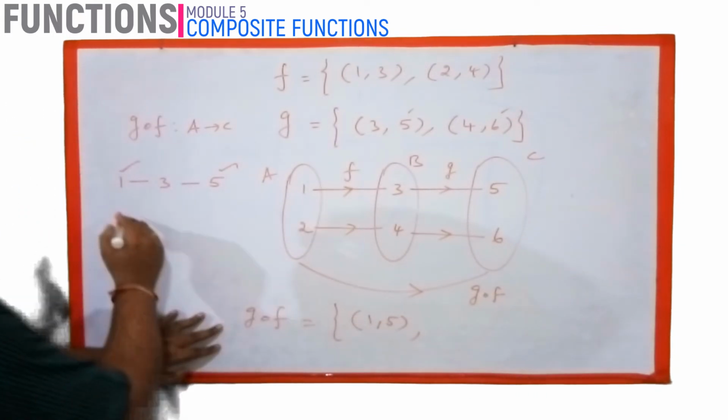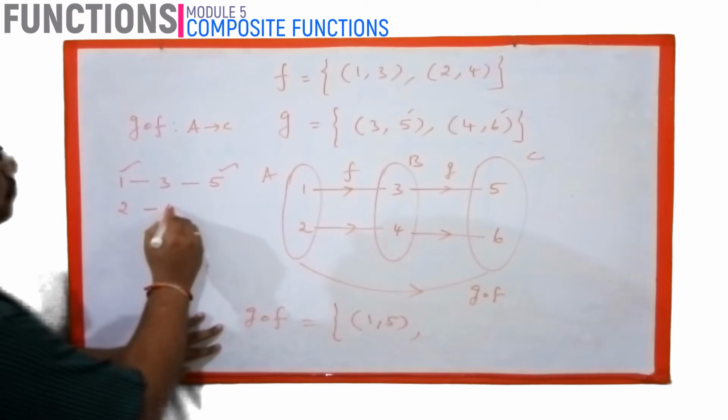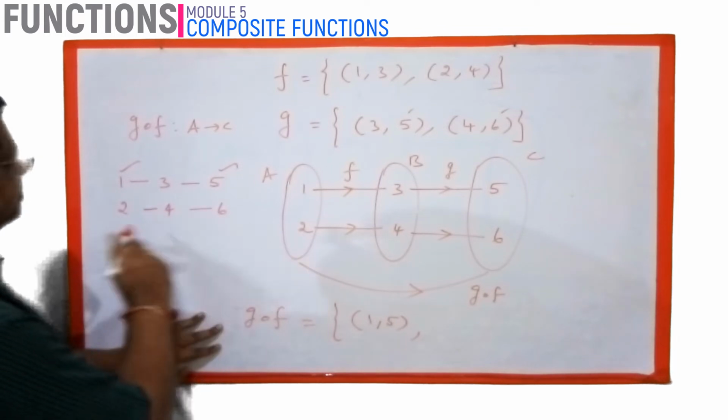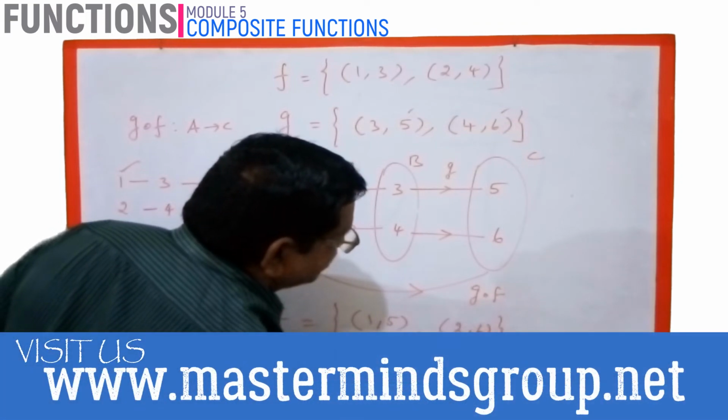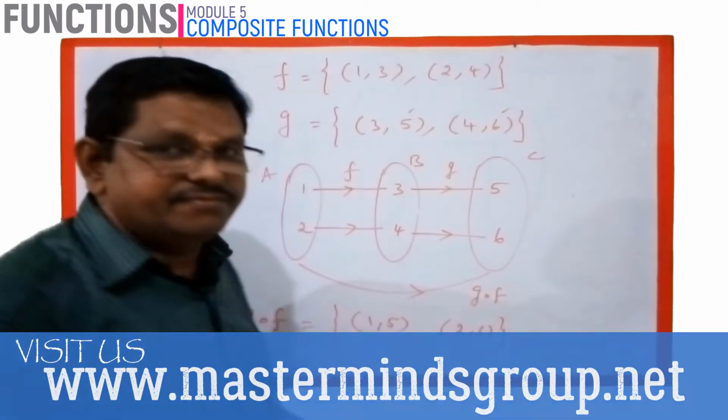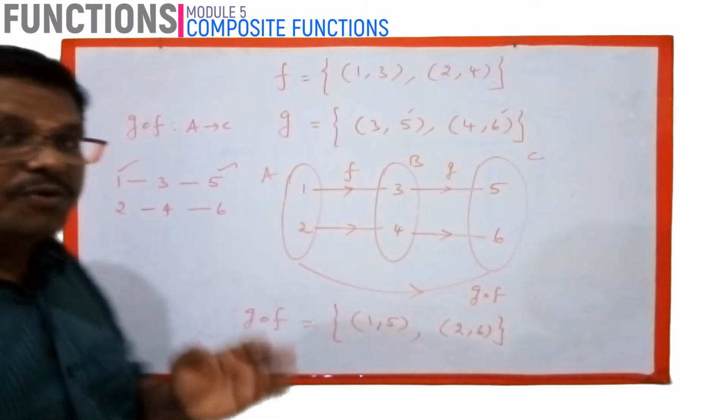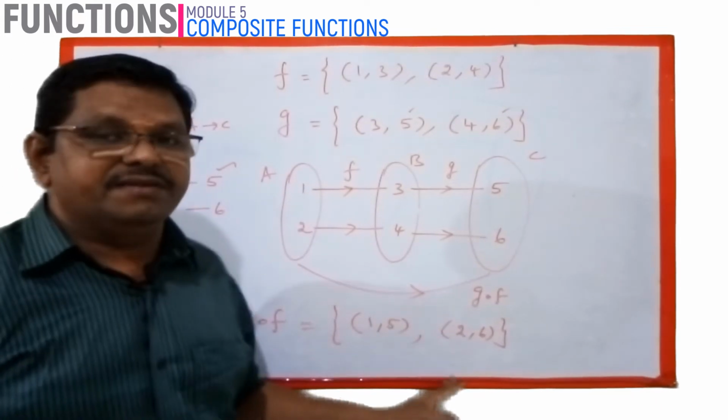Similarly, let us take the second one. 2 makes a relation with 4, and 4 makes a relation with 6. So (2, 6) is the next element in g composite f. I hope you understood what g composite f is here.